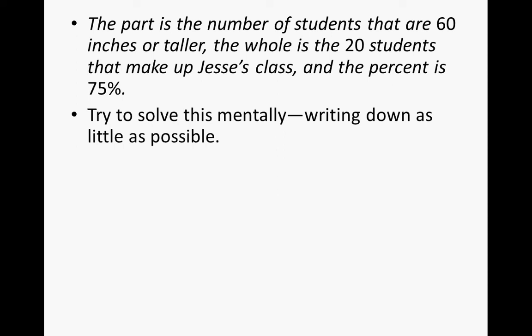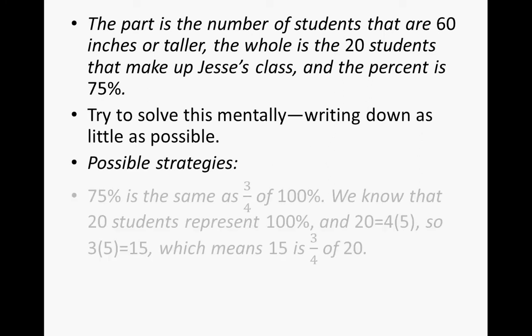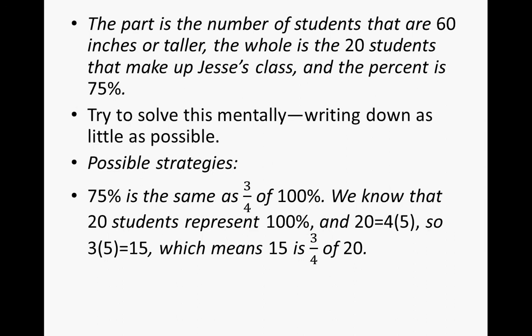So try to solve this mentally, writing down as little as possible. When you are done, continue the video. Alright, so here are some possible strategies you could have used. 75% is the same as 3/4 of 100%. We know that 20 students represent 100%, and 20 is equal to 4 times 5. So 3 times 5 is 15, which means 15 is 3/4 of 20.